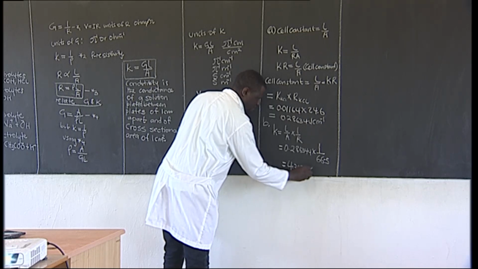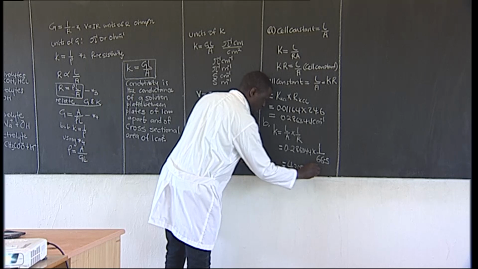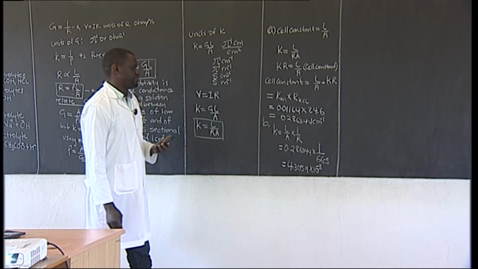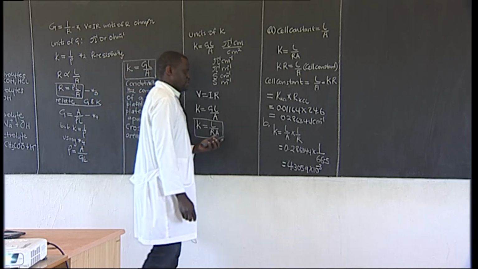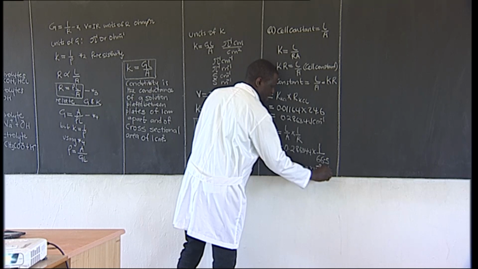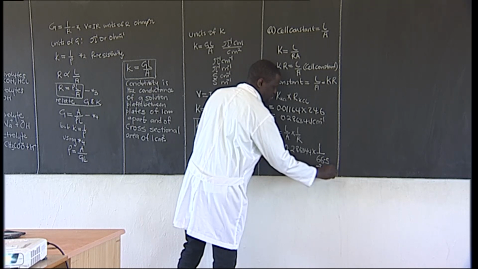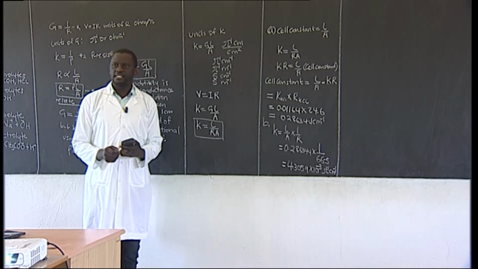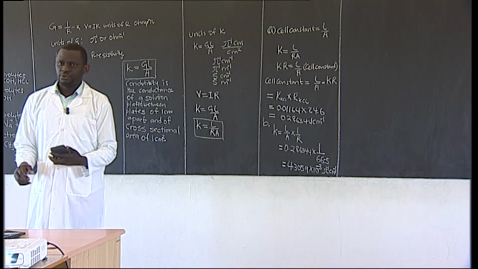And we shall get a beautiful answer here, which is 4.3059 times 10 to the power negative 3. What are the units? Per ohm per centimeter. Those are units of K.